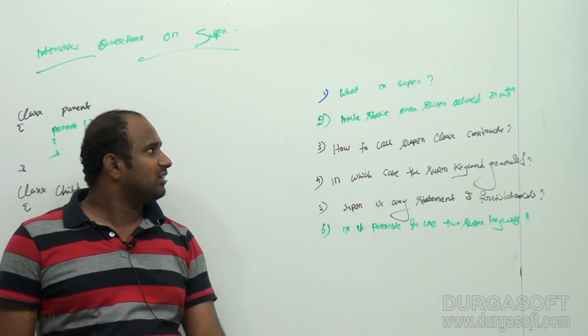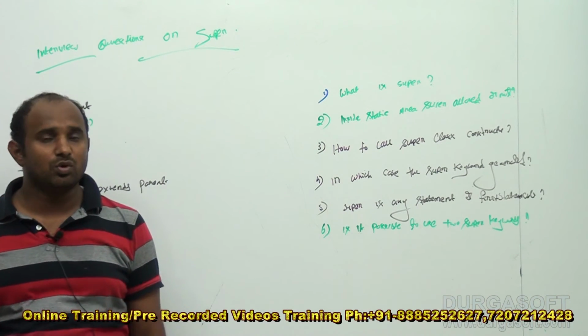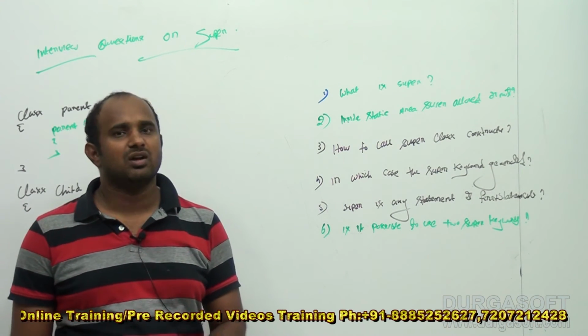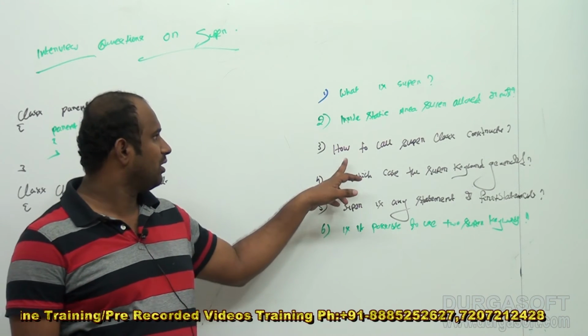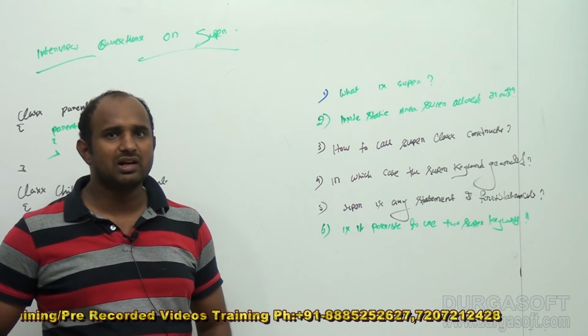Inside the static area, is super allowed or not allowed? Inside the static area, both this and the super keyword are not allowed. How to call the super class constructors? How to call the super class variables?